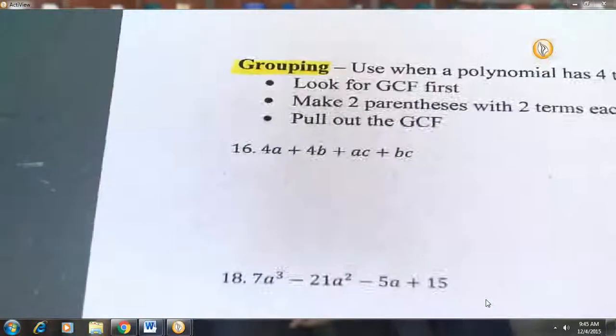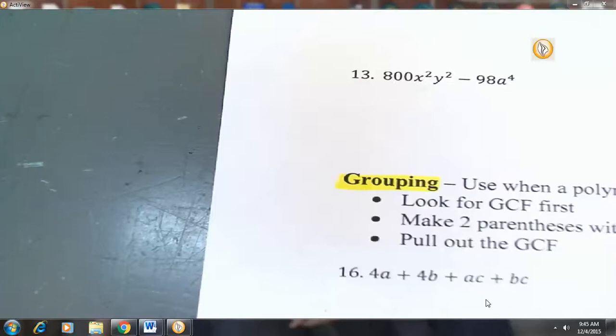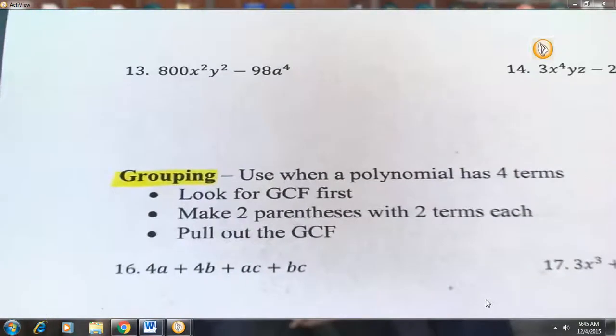We actually have a third method on the back side. I know there are a couple problems on the back. Real quick, let's look at number 13. It'll probably be our last one. I don't know if we're going to get to 14 today.